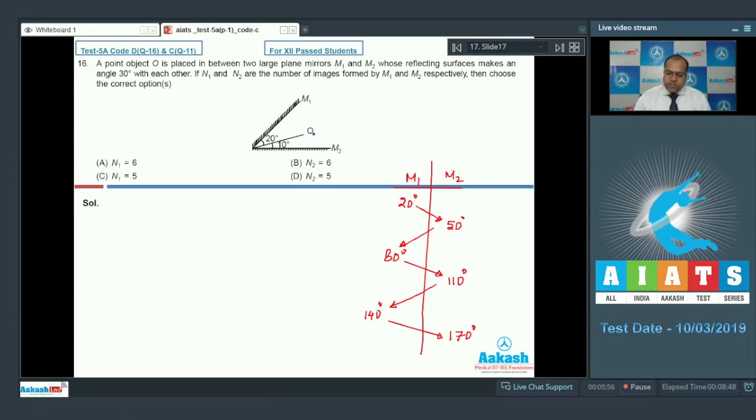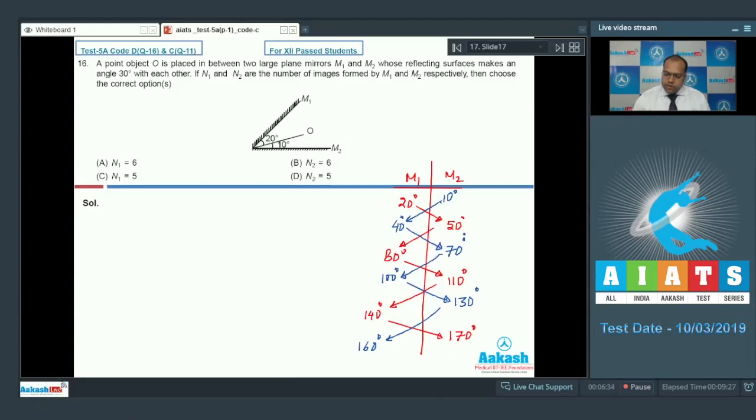Now, if the first image is formed by the mirror M2, then it is at an angle of 10 degrees. Then M1 forms the image of this image at an angle of 40 degrees. Then M2 forms the image at an angle of 70 degrees. Then M1 forms the image at an angle of 100 degrees. Then M2 forms an image at an angle of 130 degrees. And finally M1 forms the image at an angle of 160 degrees. So after this, the angle exceeds 180 degrees.